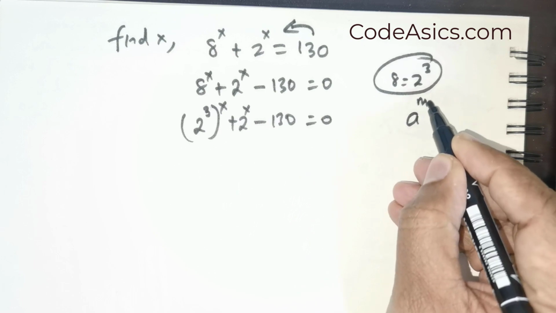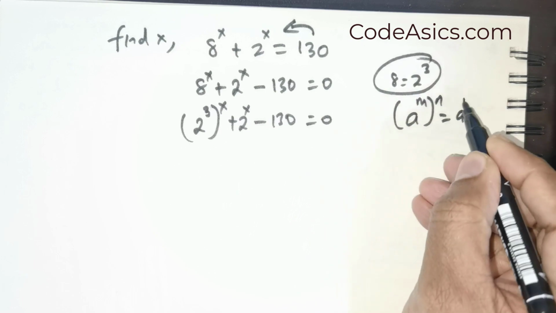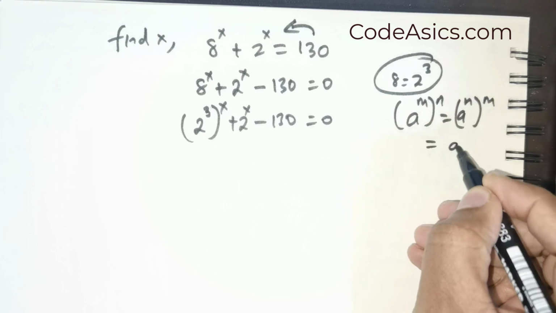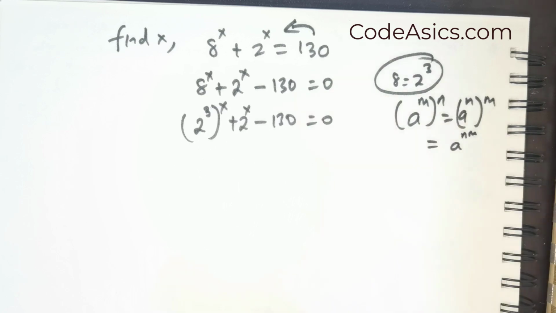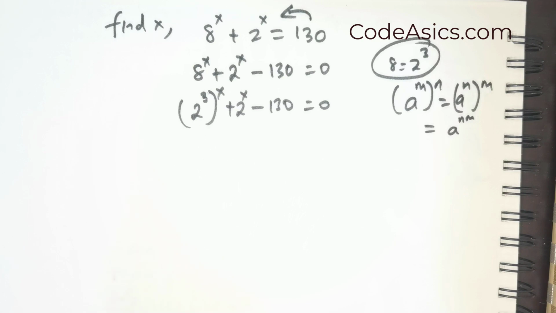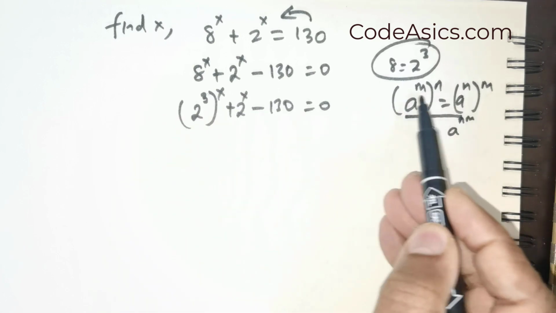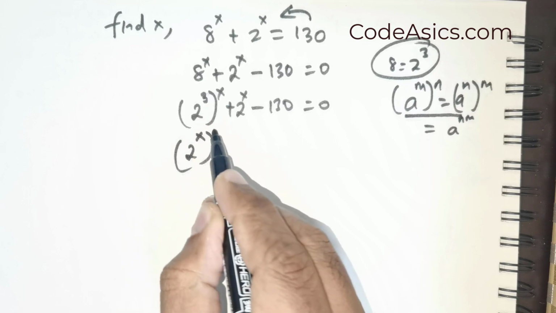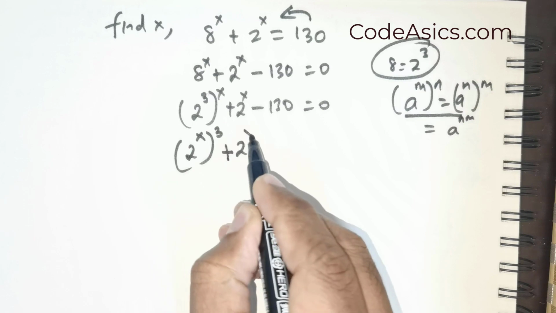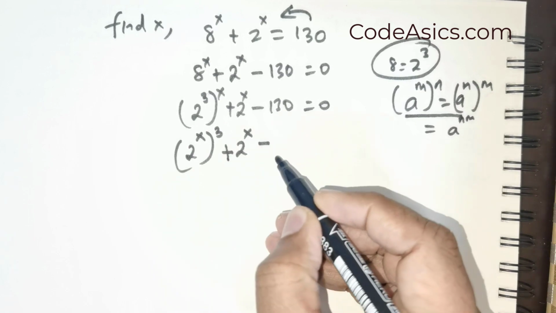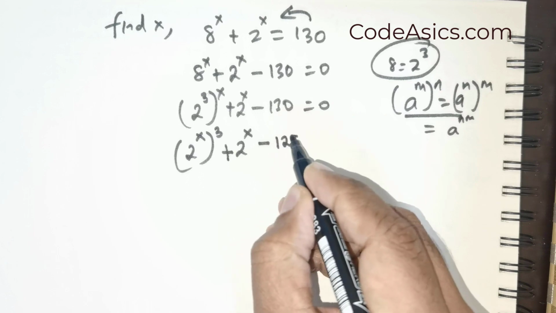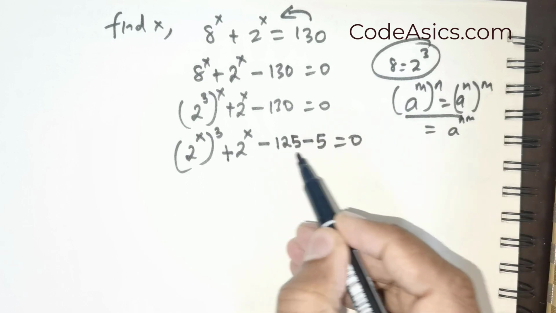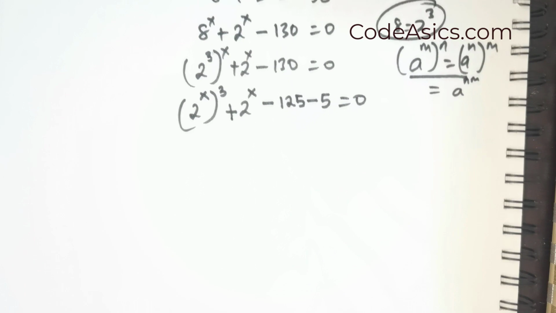Now a raised to the power of m, the whole raised to the power of n, can be rewritten as a raised to the power of n, the whole raised to the power of m. We can also rewrite it as a raised to the power of n times m. That is from the law of indices. So I would be utilizing this, that is flipping the exponents. So this is going to be 2 raised to the power of x, the whole raised to the power of 3, positive 2 raised to the power of x, negative. Now 130, I'm going to rewrite it as negative 125 followed by negative 5 is equal to 0. Fair enough, right? Negative 125 added with negative 5 would give me negative 130.